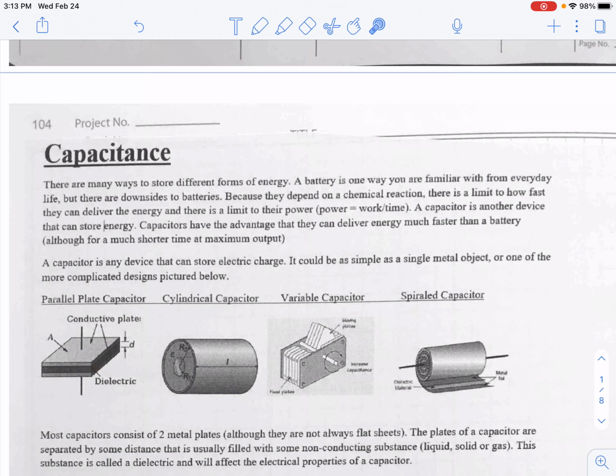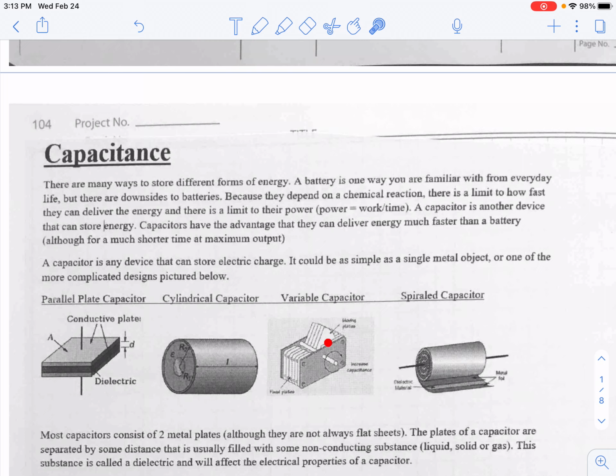That's just an insulating material that you put in the middle. We'll talk about why you would want to do that later on. A cylindrical capacitor is 2 concentric cylinders. A spiraled capacitor is really a parallel plate capacitor that's been rolled up into what looks like a cylinder. But this is really a parallel plate capacitor that has been rolled up to save space.